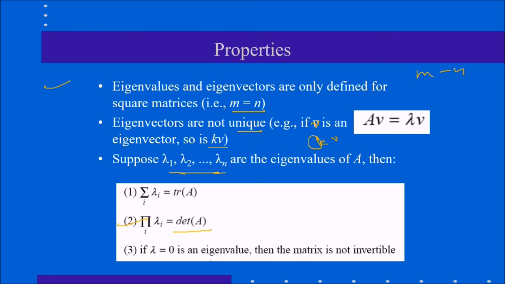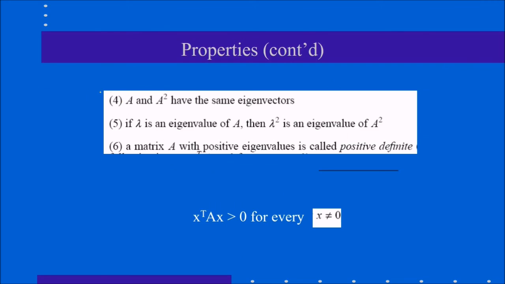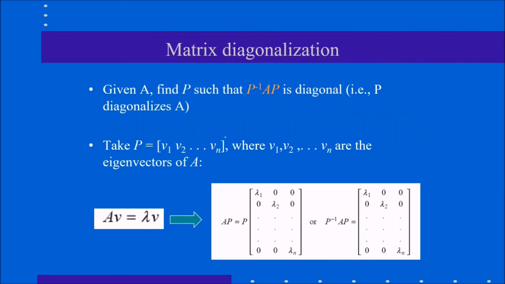If lambda equal to 0 is an eigenvalue, the matrix is not invertible. If you have lambda equal to 0 as an eigenvalue, the matrix is not invertible. A and A squared have the same eigenvectors, and if lambda is an eigenvalue of A, then lambda squared is an eigenvalue of A squared. And x transpose A x, for vectors x not equal to 0. These are the properties. Then we come to matrix diagonalization.